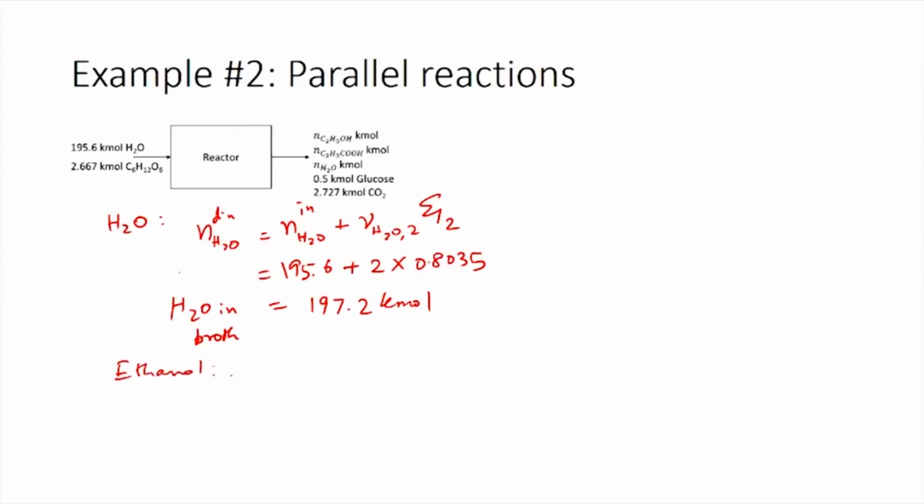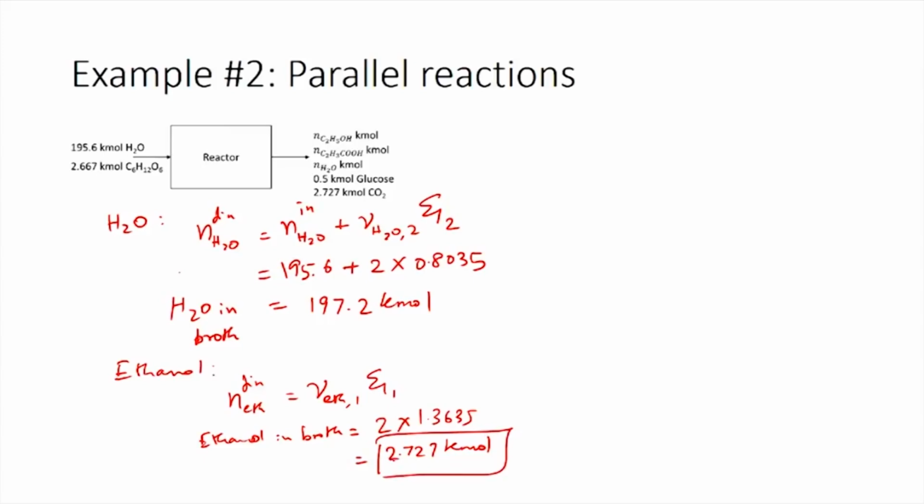The ethanol balance would be again the same thing. We have ethanol final, we do not have any ethanol entering the system in the initial condition and ethanol is being produced only in the first reaction. So, this becomes stoichiometric coefficient of ethanol in the first reaction times extent of reaction for the first reaction. So, thereby ethanol in the broth is equal to 2 times the extent of reaction for the first reaction, which is 1.3635, giving you a value of 2.727 kilomoles.